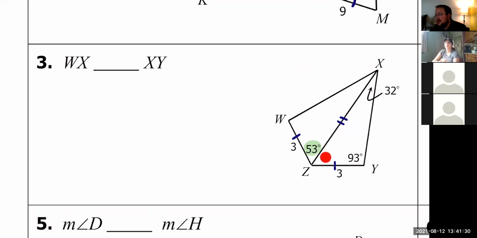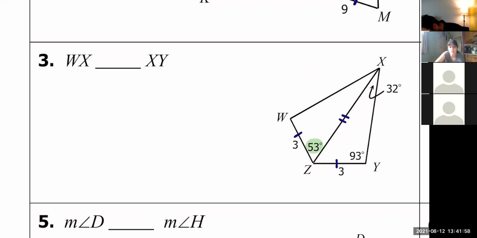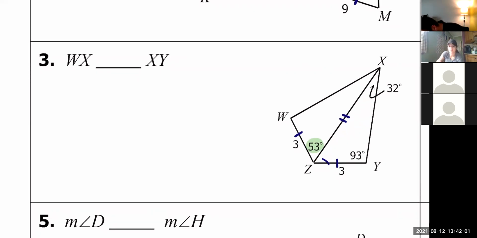Do I have enough information, however, to calculate it? Yes. I hope so, because if you look inside this triangle, I know the other two angles. So 93 and 32 add up to 125. What does that leave me for the 180 that should be in there? 55? 55. So this 55 is the other included angle we're looking at.